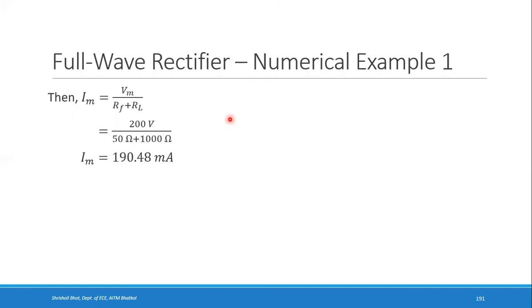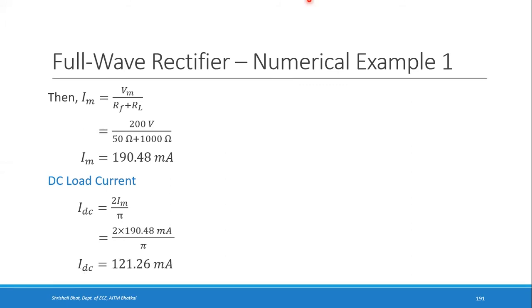So using this, you find the DC value of the current, DC load current. In case of full wave rectifier, the formula for IDC is 2 Im by pi. Do not use that Im by pi. It is for half wave rectifier. For a full wave rectifier, it is 2 Im by pi. So 2 into 190.48 divided by pi. What is the answer? It is 121.26. Okay. Anas got 120.95. How is that? No, you get this 121.26 IDC. Anyone else?